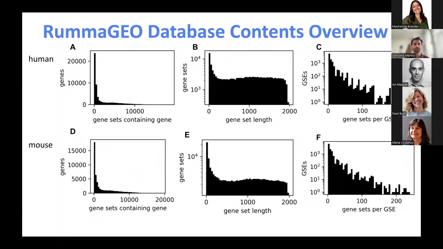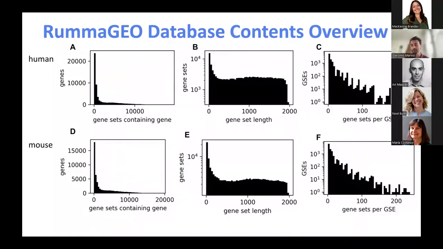Looking at the contents of the RummaGEO database, we can observe a few different things. One being that this first row or column here, we have human on the top and mouse on the bottom. This is looking at the genes and then how many gene sets they are contained within. So we see a majority of genes are contained in very few gene sets, and a few are contained in many gene sets, up to around 10,000, as we see in the figure there. And then we have a distribution of the gene set lengths, where the y-axis is log scaled. So there's a lot of smaller gene sets and then an equal distribution moving outward towards 2000.